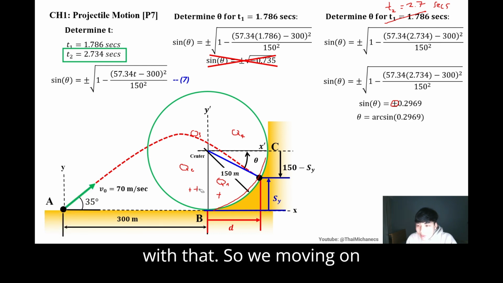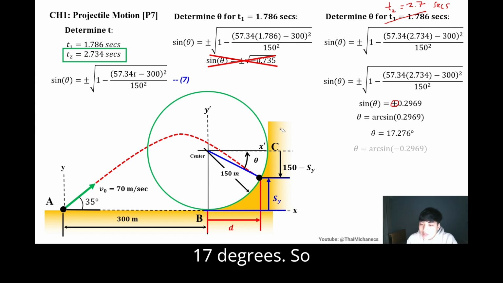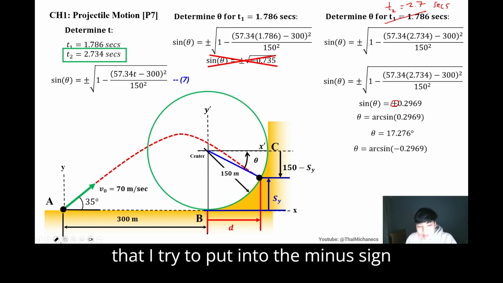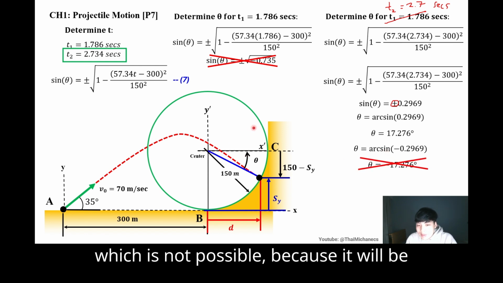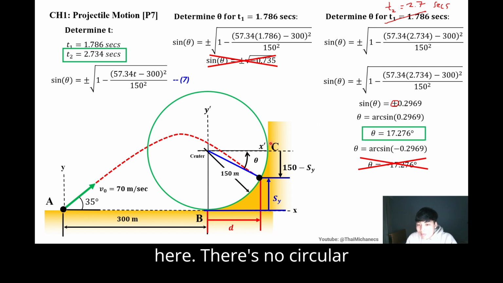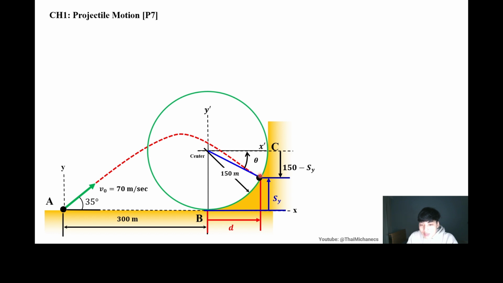So we move on to angle theta. We calculated it to be 17 degrees. Of course, if I try to substitute the minus sign inside, it turns out the angle is negative, which is not possible because it would be here. There is no circular part in there. Okay, theta equals 17.27 degrees.